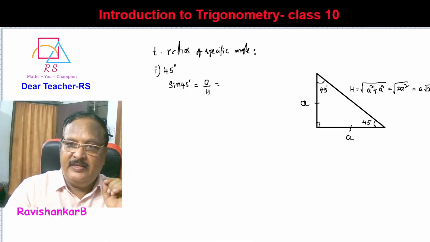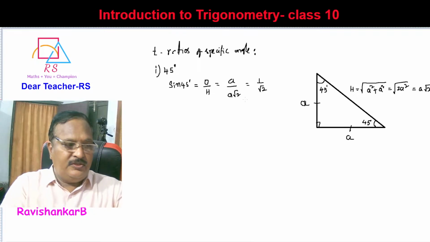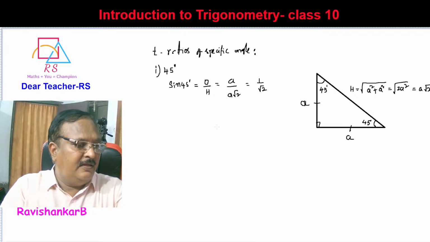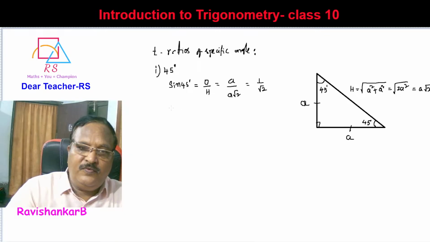So sine 45 is equal to opposite side A over hypotenuse A root 2. So then A will get cancelled. It is 1 upon root 2. So 1 by root 2 is the value of sin 45.